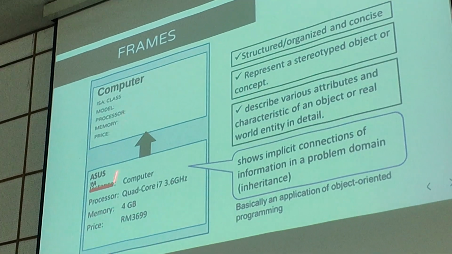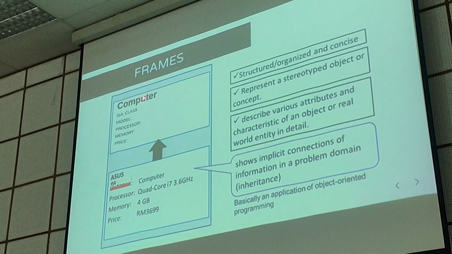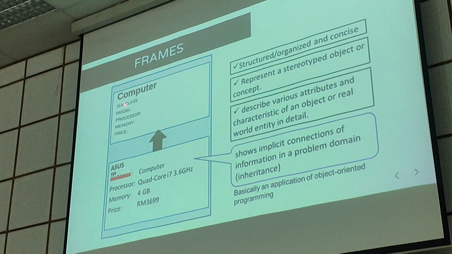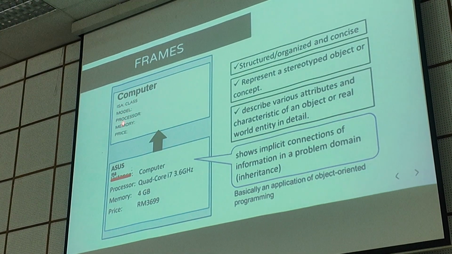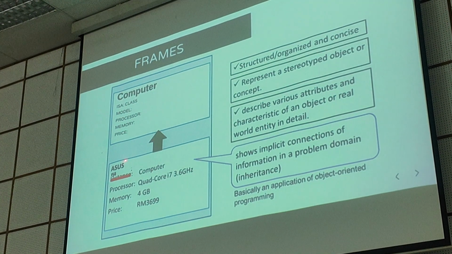So we have 2 frames. We have Computer, which is the name of the frame, and it's actually a class. So it's a superclass, then we put "is a class" here. And this is all the slots. Where we don't have a value, we just leave it blank. Let's say we have ASUS.